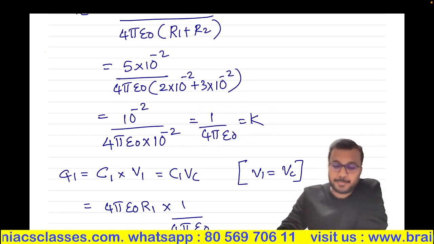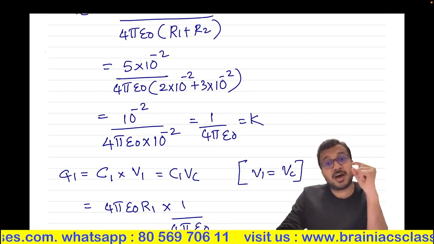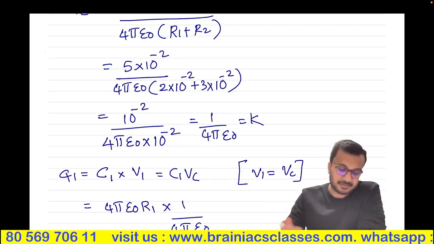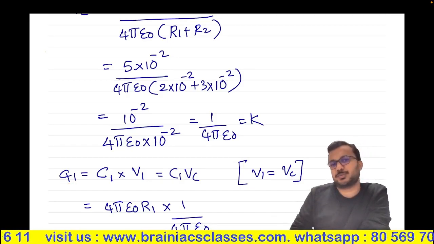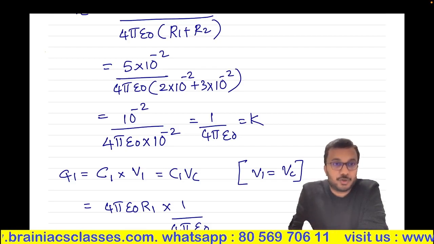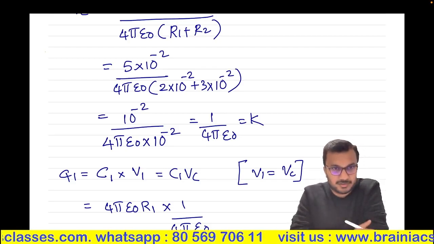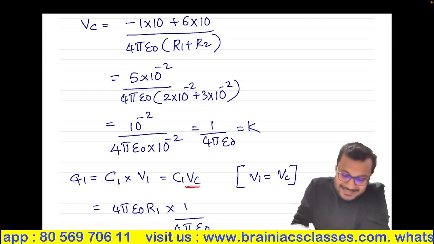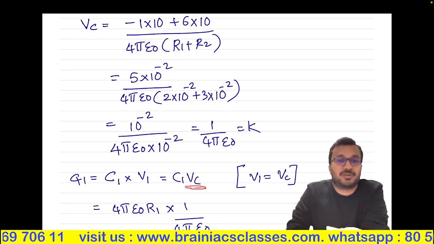Let's keep it there. Now I have to find the charge on the bigger sphere, the 3 centimeter one. But I will first find the charge of the smaller sphere, just for your understanding. In an examination, you can directly find Q2. Here I am additionally finding Q1 also. What is Q1? C1 into V1. What is V1? Now it is called VC, the common potential.